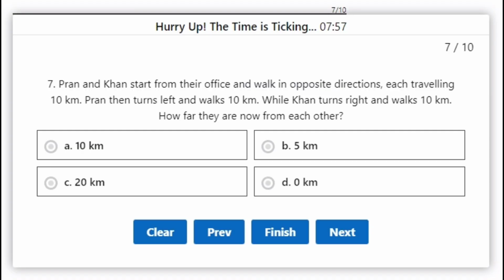Now, our question number 7 is: Pran and Khan start from their office and walk in opposite directions, each traveling 10 km. Pran then turns left and walks 10 km, while Khan turns right and walks 10 km. How far are they now from each other? And the options are A 10, B 5, C 20 and D 0 kilometers.